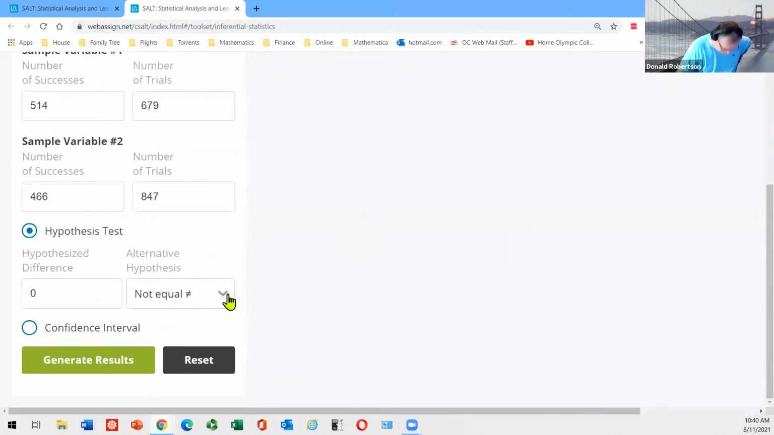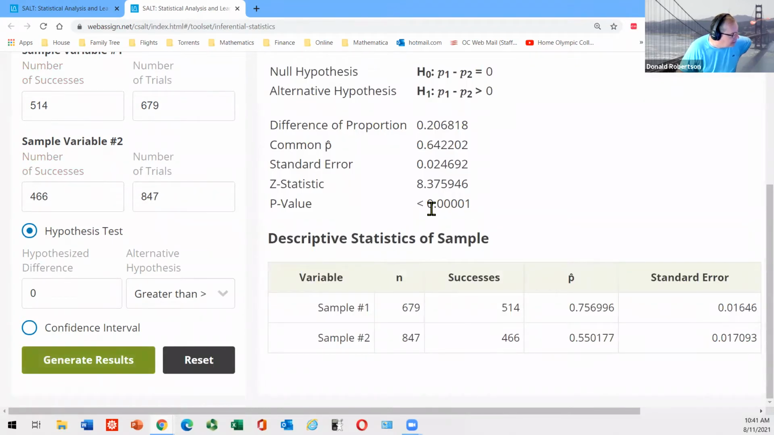And we decided that women take away men is bigger than 0. And we generate a result. And can you see that the p-value is so small, it's negligible.